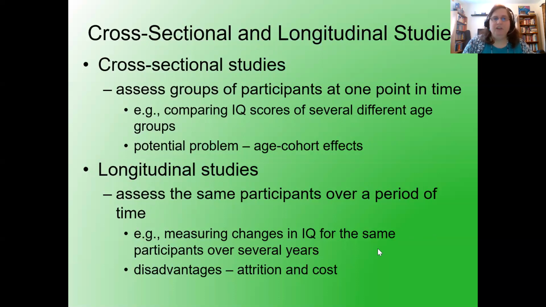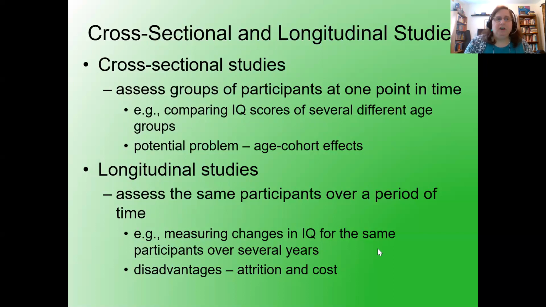But what's the disadvantage? Attrition and cost. So people are more likely to drop out of longitudinal studies. And to keep people in longitudinal studies, it generally costs some money, right? There's just more cost involved with this kind of study.